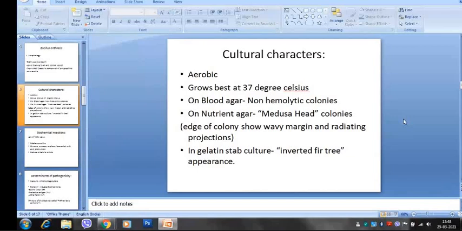Now the next type: one is cutaneous anthrax, the other is pulmonary anthrax, and the next type is intestinal anthrax. Intestinal anthrax is a very rare clinical type. The most common is cutaneous anthrax, then rarely pulmonary anthrax, and very rarely intestinal anthrax. Intestinal anthrax occurs due to ingestion of improperly cooked infected meat.